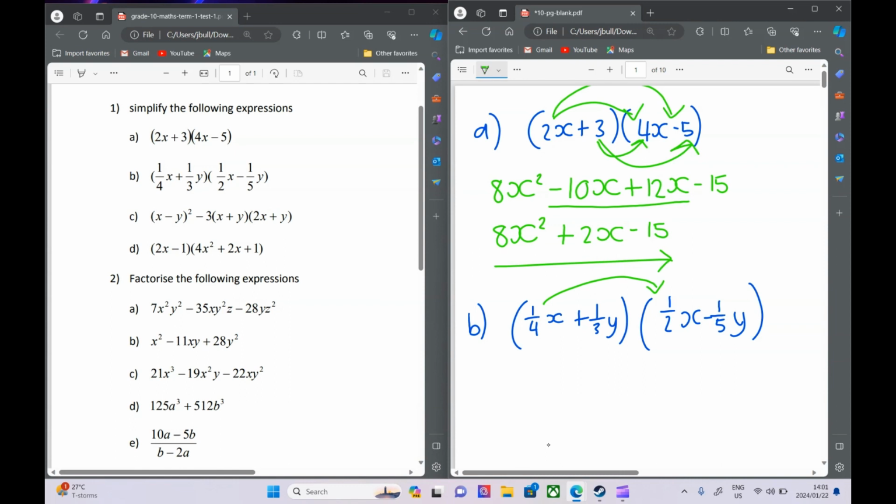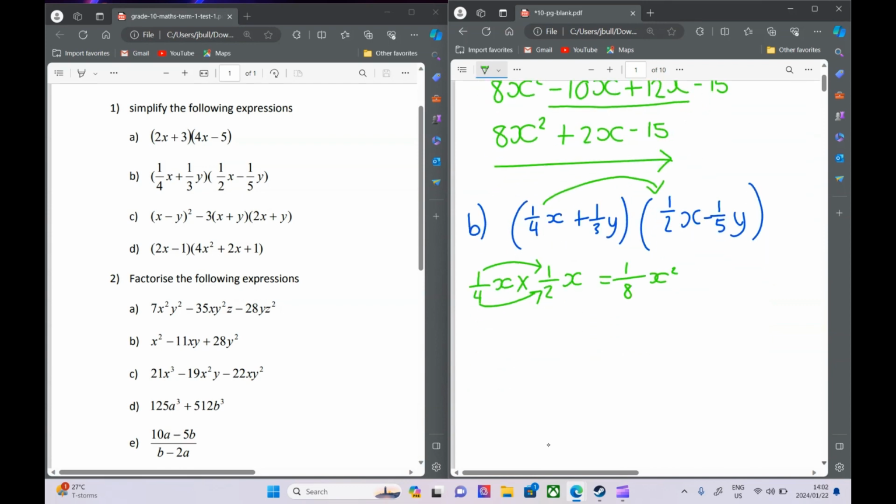So first of all, a quarter x times a half x. How this works is, let's just write it out so we have it. A quarter x times a half x. What we do is we do the fractions. So top times top, 1 times 1 is 1. 4 times 2 at the bottom is 8. And x times x is x squared. Okay, so that's how we're going to do all of them. I'm not going to show them all like that, but just so you know what we're on to.